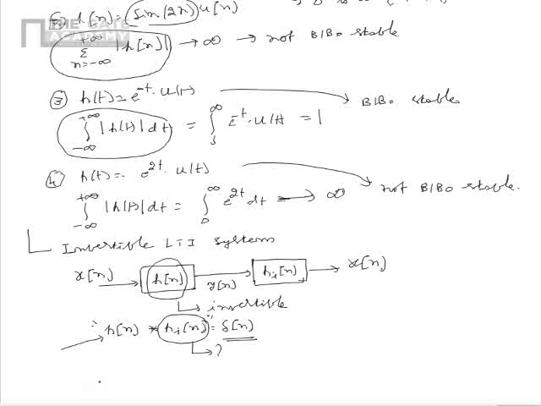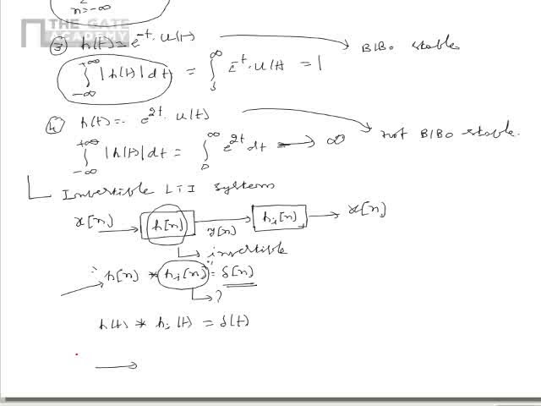Similarly, in case of continuous time systems, if we are able to find, for a continuous time LTI system of impulse response h of t, an hi of t such that hi of t convolved with h of t is equal to delta of t, we say that the given system is invertible.